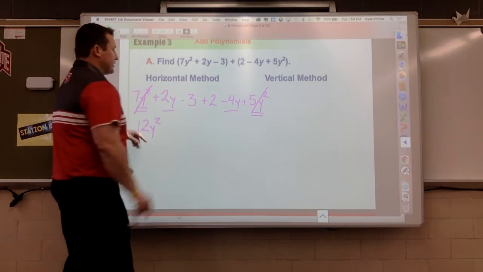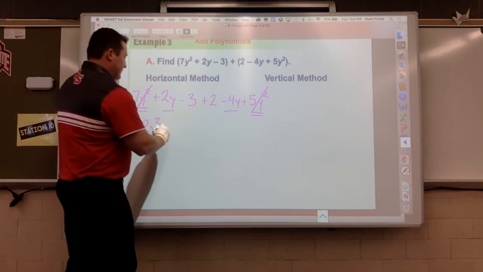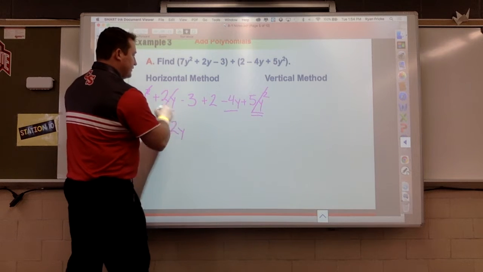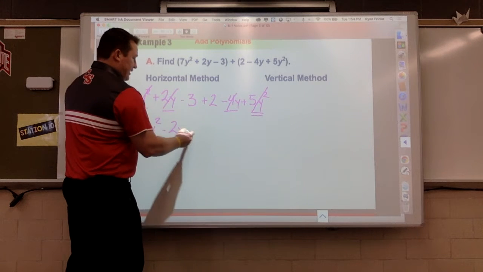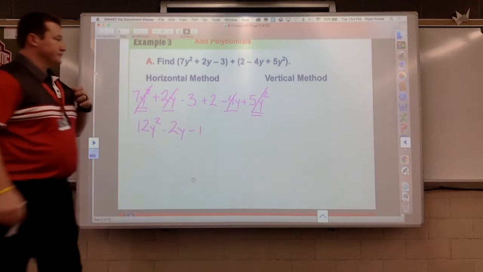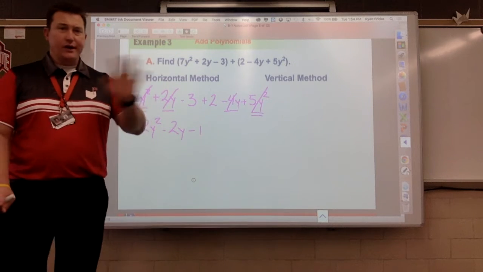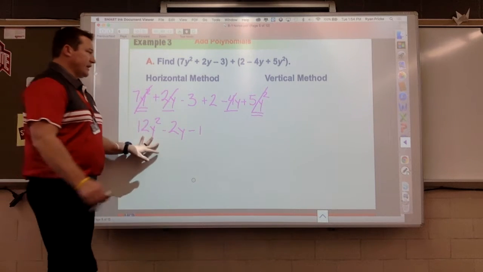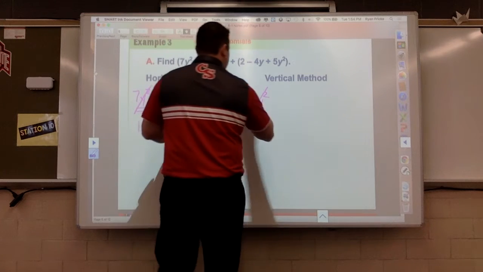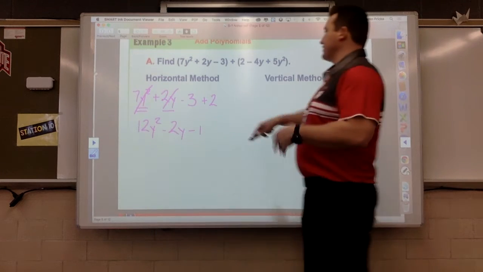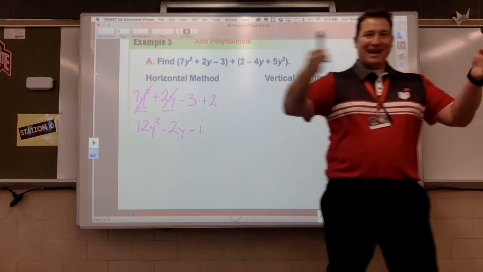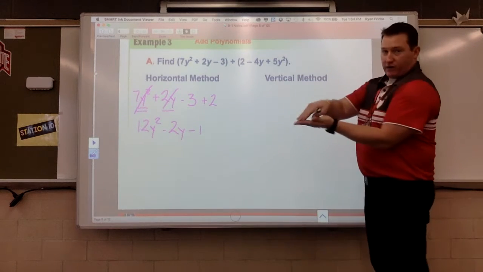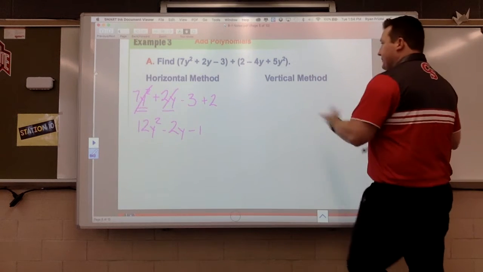Look at your y's again. Look at your signs. Positive 2y and minus 4y is going to turn into minus 2y. Done. Negative 3 minus 2. Got it. Good to go. Didn't have to do anything else. So there's one method. Let me make a little bit of room here. So there's your horizontal method, right? You're writing everything out horizontally. Here we're going to write everything vertically.